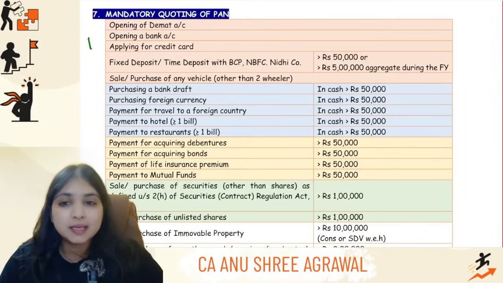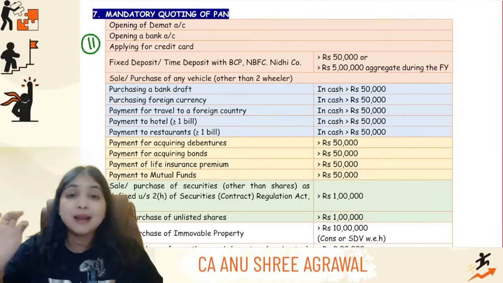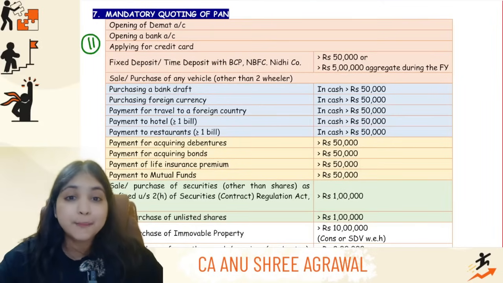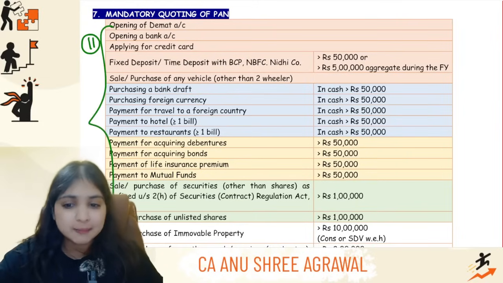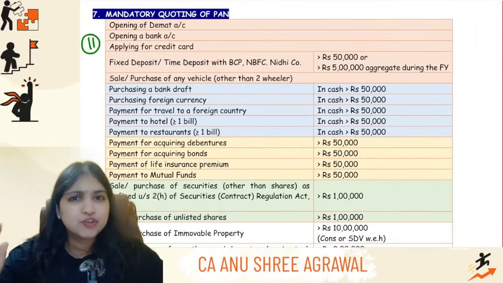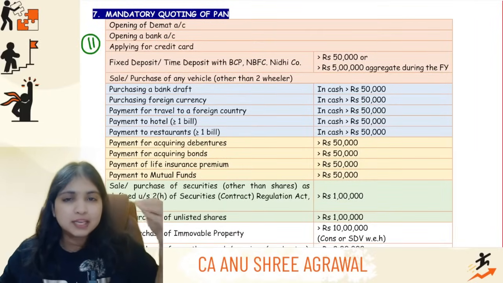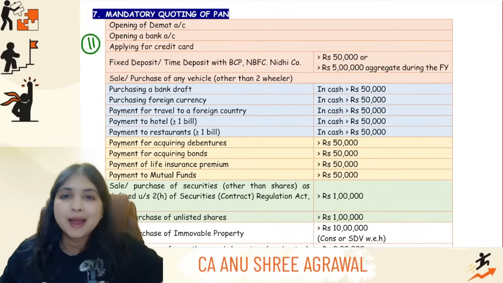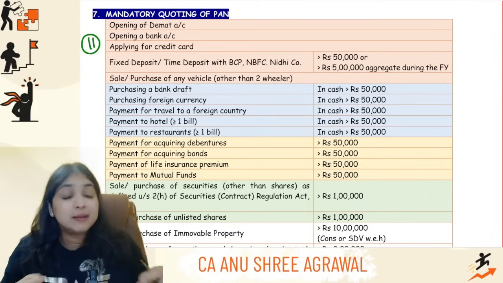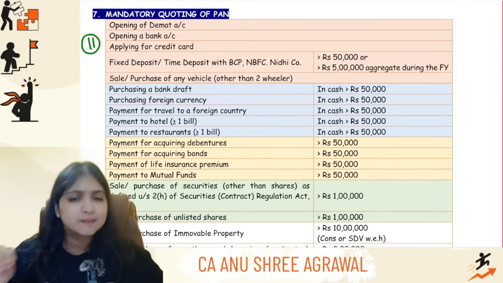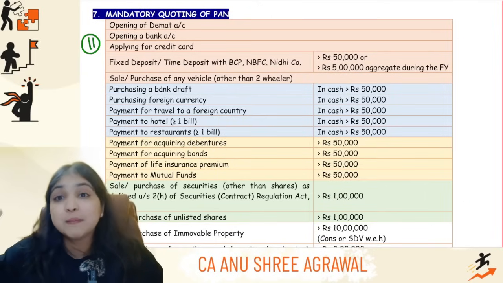This is about mandatory quoting of PAN. Your PAN number, your permanent account number, has to be mandatorily quoted in some transactions. These transactions, guys, if they come in the examination, they will be straightforward theory questions. Like they'll give you 4 transactions and ask you whether PAN has to be quoted or not. It will be like straightforward pocketing of 4 marks. No major concept over here, it's just memorizing the numbers.